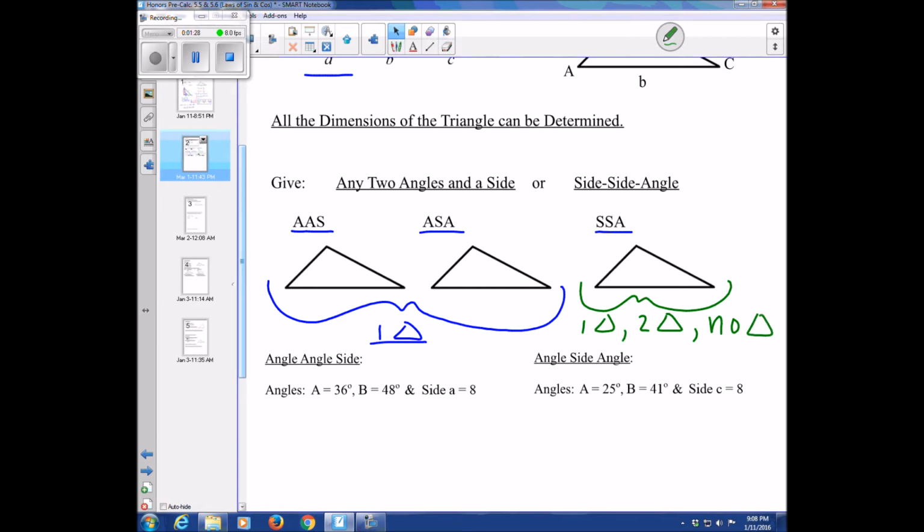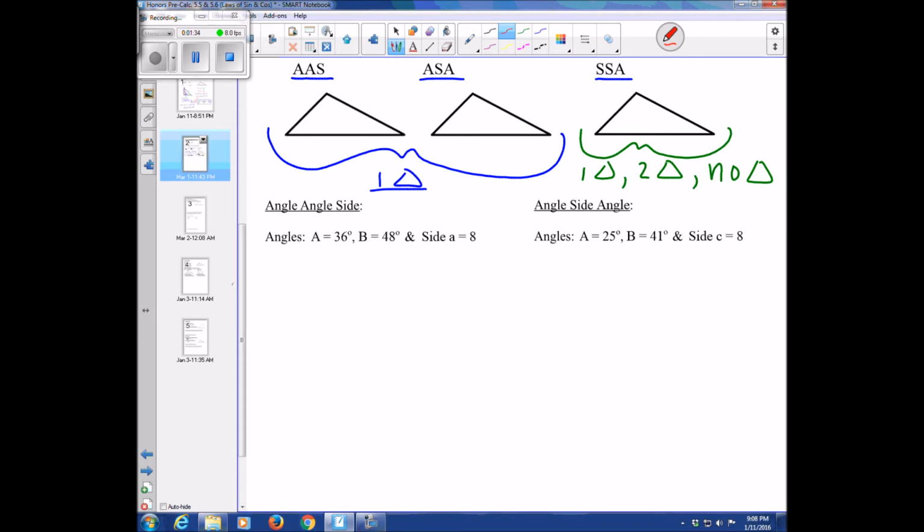So what we want to do right now is solve for all the dimensions that we're missing in our triangle, given angle, angle, side, and angle, side, angle. Let's start with angle, angle, side. We're given angle A is 36 degrees, angle B is 48 degrees, and side A has length 8 for some triangle. Let's draw that triangle. We've got our angle A, our angle B, and our side A opposite our angle A. That means the dimensions we're missing are side B, angle C, and side little c.